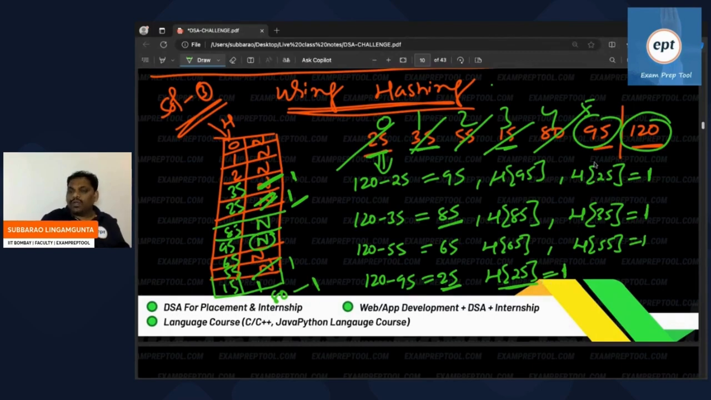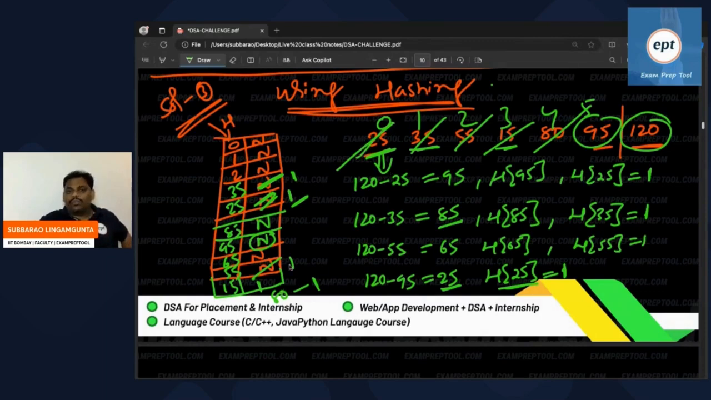So what is the 25 index number? 25 index number is 0. So in the given array, 25 index number is 0, and 95 index number is 5. You can return them. So every time 25 comes, its matching number is 95.